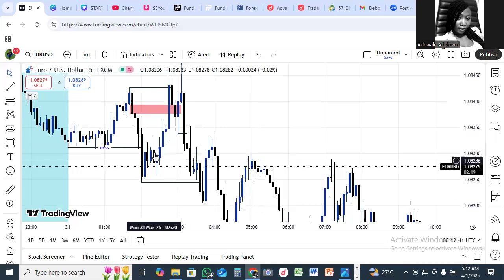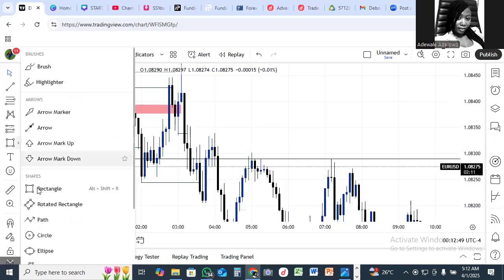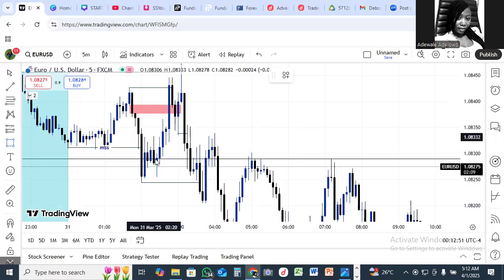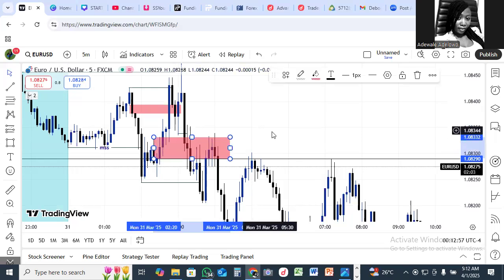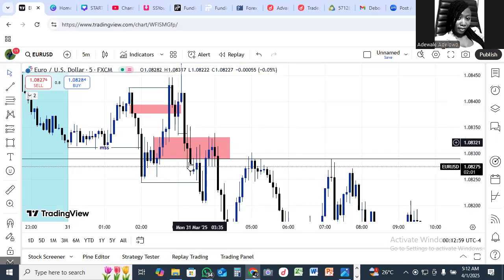See that? This other block here. See this? What does this tell you? This is what? A breaker. The whole of this range. This is a breaker. See that? That is the breaker.